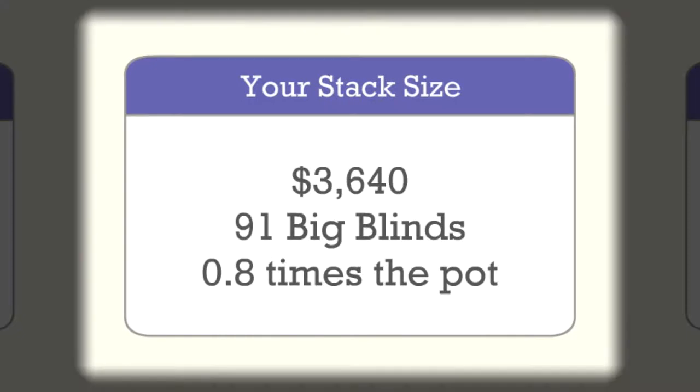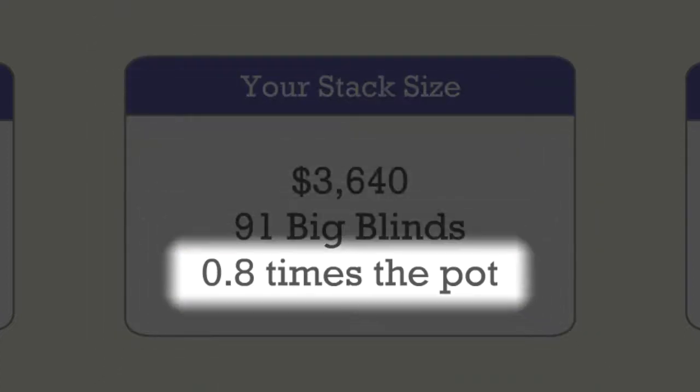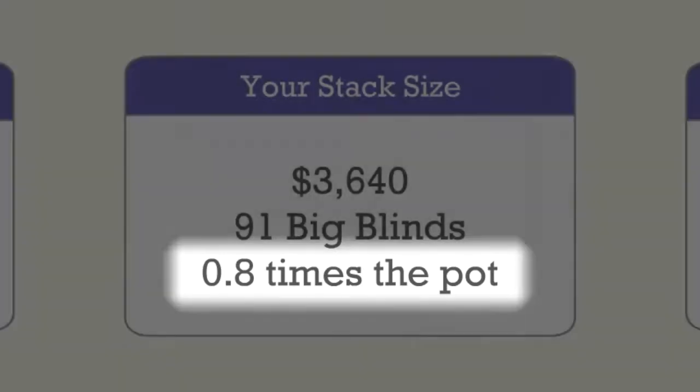And over here we see your stack size, also given in dollars and big blinds, and how big your stack is relative to the pot size. This last number is the most important one, because it indicates how much more you have left to invest in value bets or bluffs on future streets. That number is best measured relative to the size of the pot.